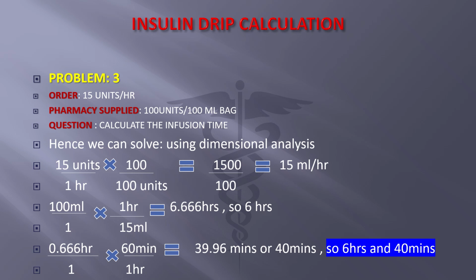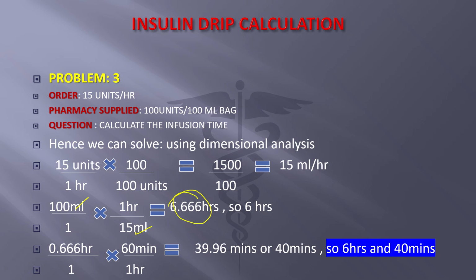Now we are left with the infusion time. How do I do the infusion time? This is the calculation of how I got 15 ml per hour, this is my ml per hour. For the time, I need the 100 ml bag, 100 ml divided by 1, multiplied by 1 hour divided by 15 ml. So your ml gets cancelled, and you are left with 100 by 15, that is 6.666 hours. So 6 hours.